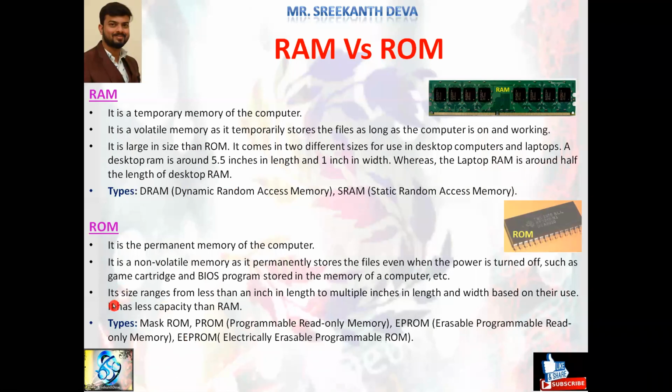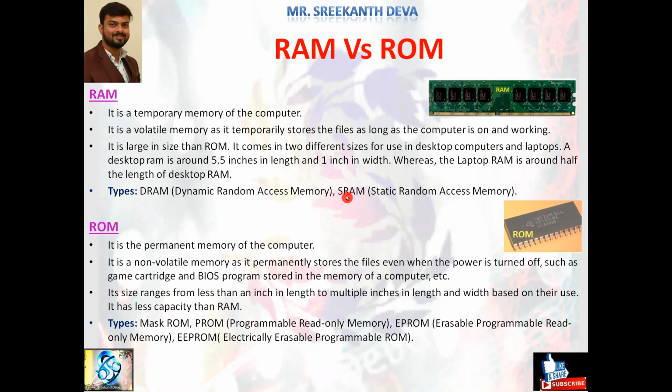Coming to ROM, its size ranges from less than an inch in length to multiple inches in length and width, based on its use. It has less capacity than RAM. We discussed different types of RAMs like DRAM and SRAM. SRAM stands for Static Random Access Memory, and DRAM stands for Dynamic Random Access Memory.